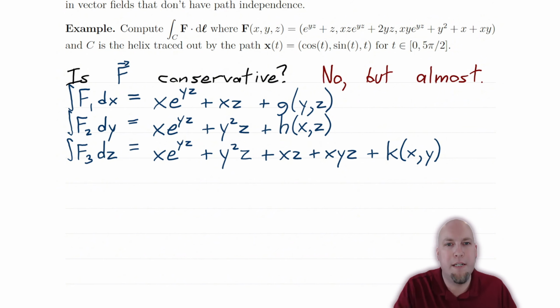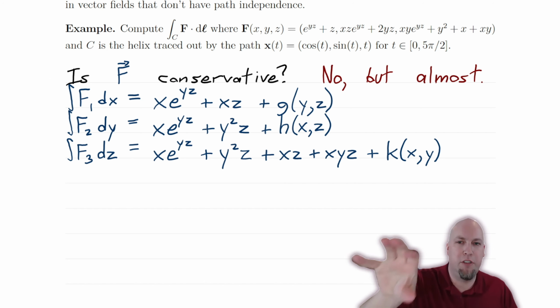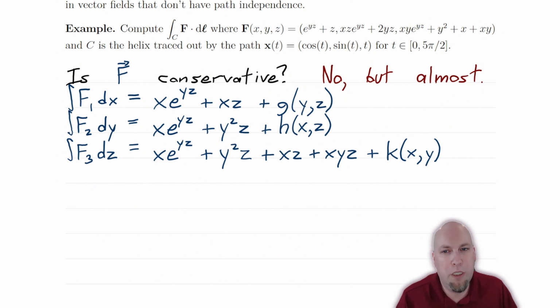There is no potential function little f that gives rise to this vector field. But the fact that it's so close to being a conservative vector field gives me a little bit of hope that maybe they can still help me here. Why don't I define a potential function that's not going to be quite a potential function for this vector field, but it will be a potential function for most of the pieces of it.